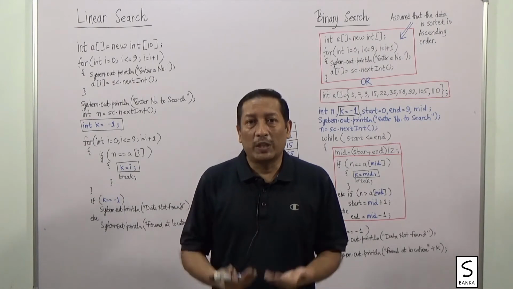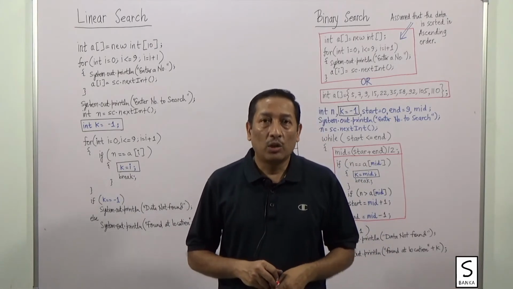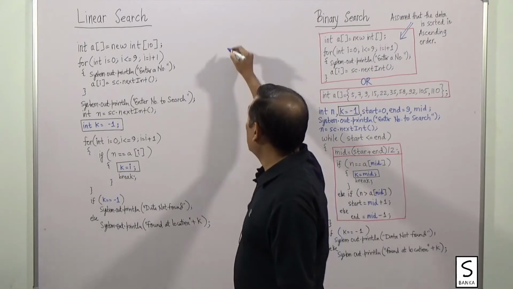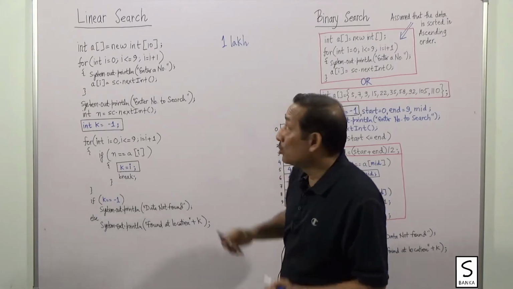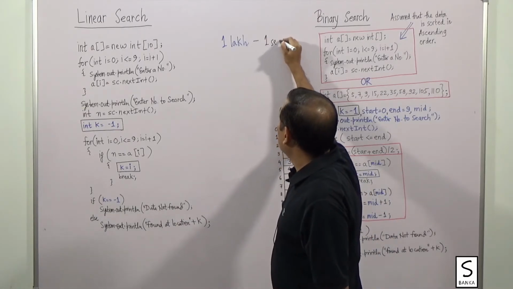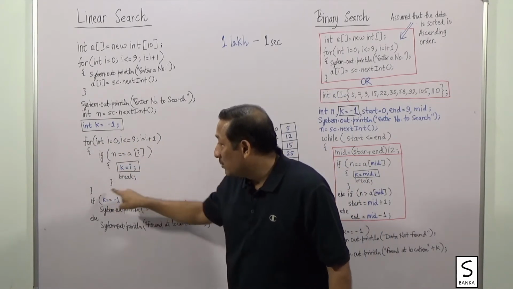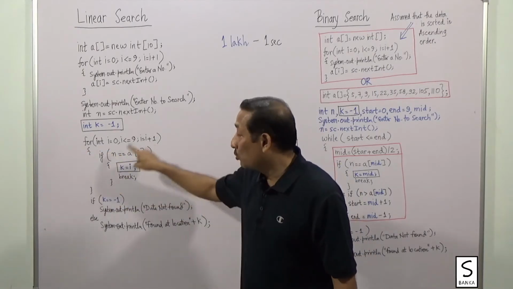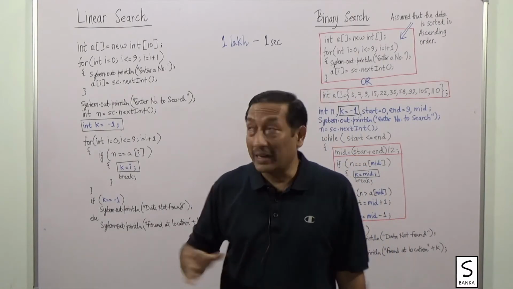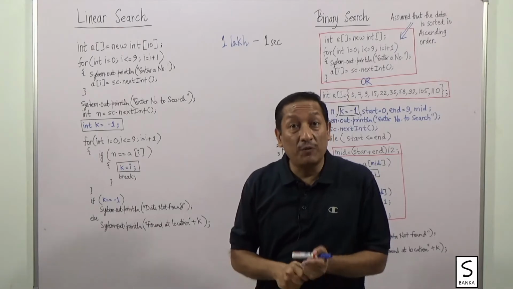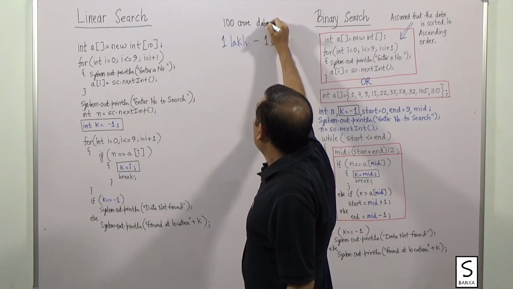Now I generally try to explain it this way. Suppose we have a computer that is fast enough to search 1 lakh data in 1 second. That means this loop will run 1 lakh times in 1 second. That is how it will try to find out whether the data is there or not. So assuming we have a computer so fast that it is going to search 1 lakh data in 1 second, and we want to search from 100 crore data, how much time will it take?